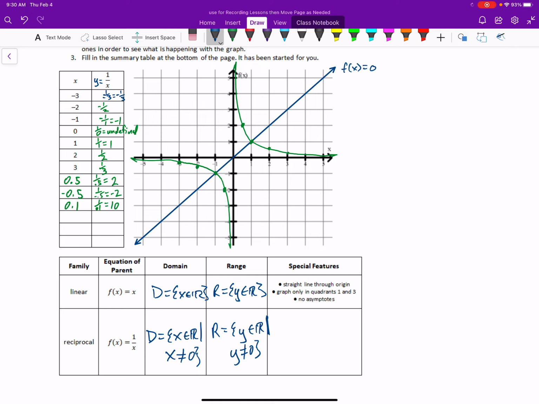And then I can just list what are the special features I notice about it. Well, for linear, it's a straight line through the origin. It only is in quadrant 1 and quadrant 3. There are no asymptotes.